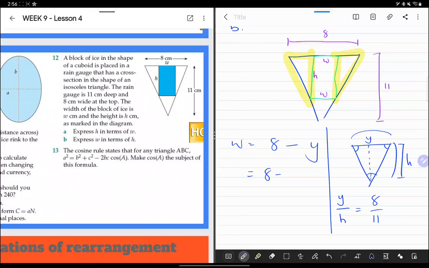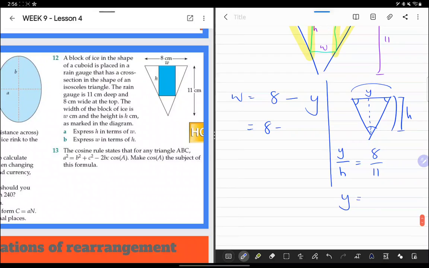So let's rewrite this. Oh, wait, I need a couple more steps here. To say Y exactly, it's going to be 8 over 11 H. So that's going to be 8 over 11 H. And there you go. Boom. That's W in terms of H.